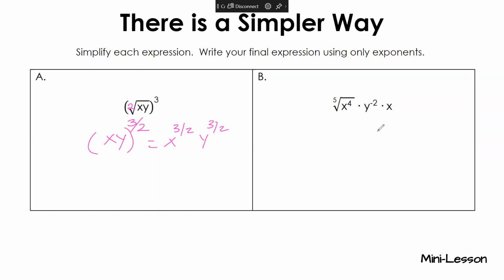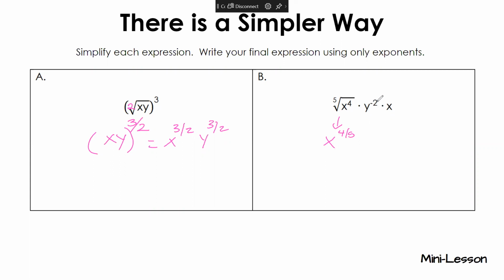All right, looking at this next one. Okay, ready? So we want to write this in exponent form. So this first little radical, we're going to rewrite this guy in exponent form. So we're going to have x to the 4/5. Everybody see where I got the 4/5 from? Yeah. Okay.